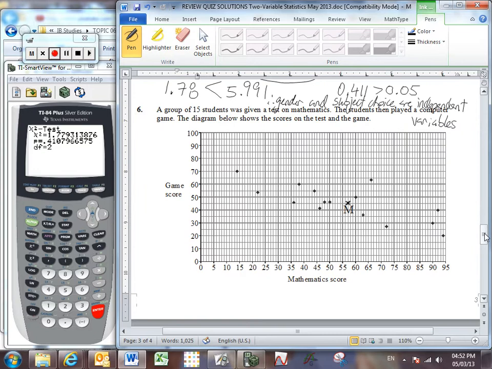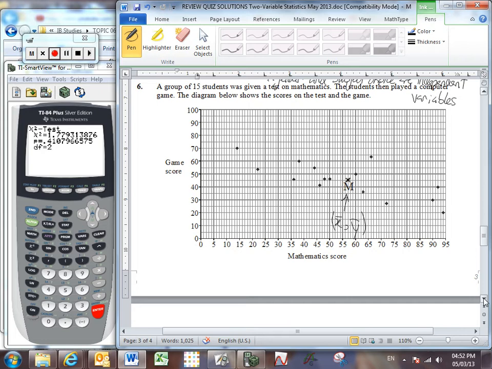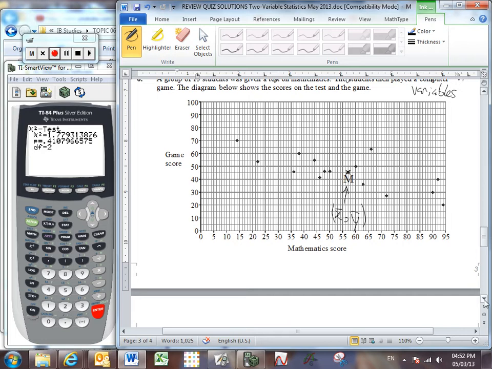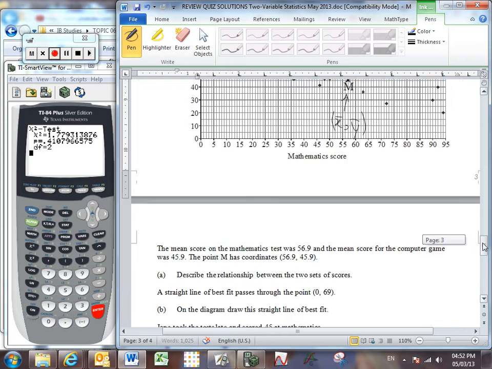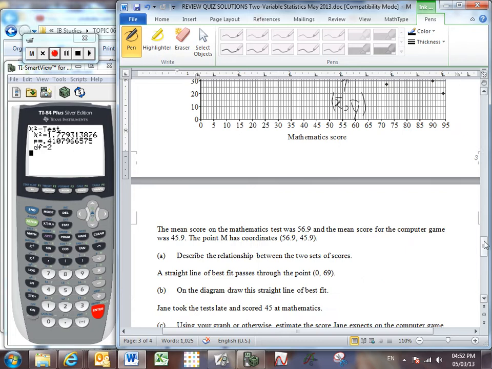Okay, question number 6. A group of 15 students was given a mathematics test and they then played a computer game. Here are the scores on the test and the game. And you'll notice that the mean point, which is the average of all of the x's and the average of all of the y's, has been conveniently given for us. So what do we have to do in this question? There's the mean score, 56.9, and the computer game 45.9. Yes, that means the point M has got those coordinates.